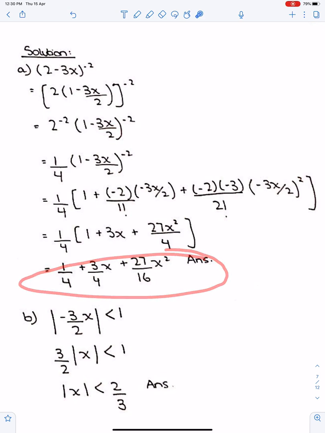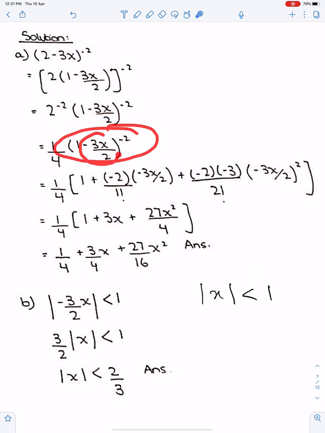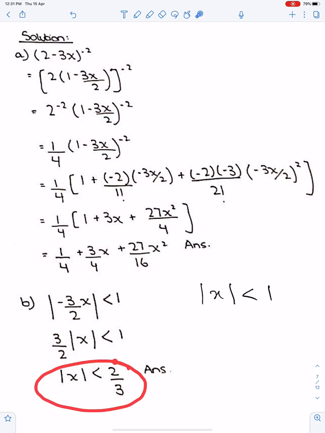And that's the final answer. Make sure you multiply 1 upon 4 with the bracket. Now, the values of x for which this expansion is valid. Always take the second term from this expansion. Whenever you work on the values of x for which the expansion is valid, always use this expansion and write this term here. Replace x by this second term. Your x is replaced by minus 3x upon 2 here. Now the minus will become plus, bring the 3 upon 2 outside the modulus and divide by 3 upon 2. So these are the values of x for which this expansion is valid.